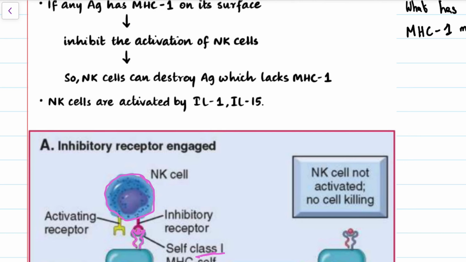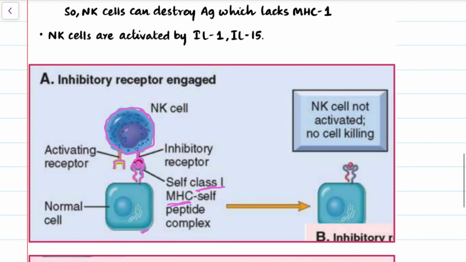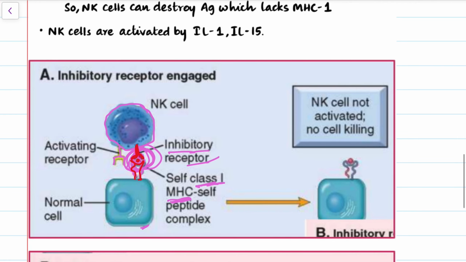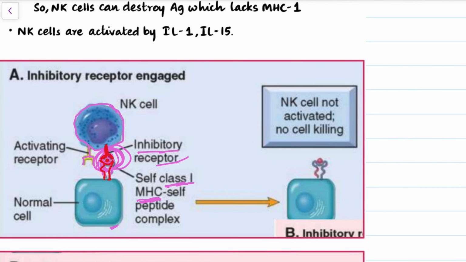An NK cell has one activating receptor and an inhibitory receptor, and when it's a class 1 MHC, the inhibitory receptor goes and binds. So as soon as the inhibitory receptor goes and binds with the MHC, this NK cell does not get activated. Therefore, this NK cell does not go and kill the cell.